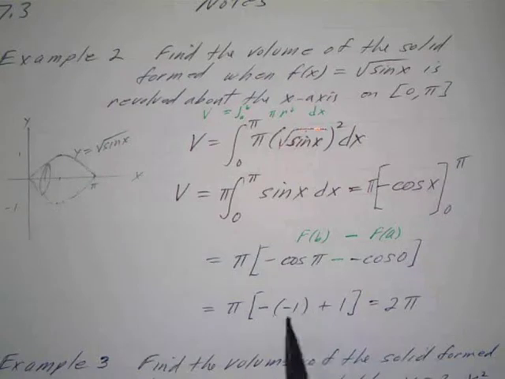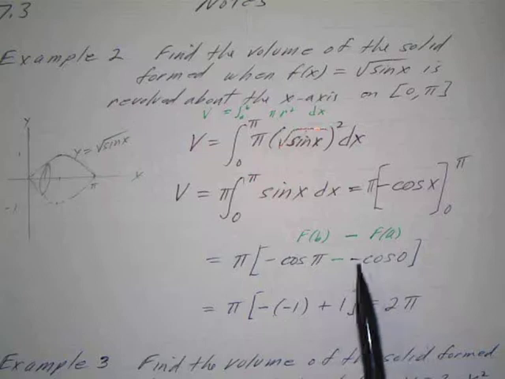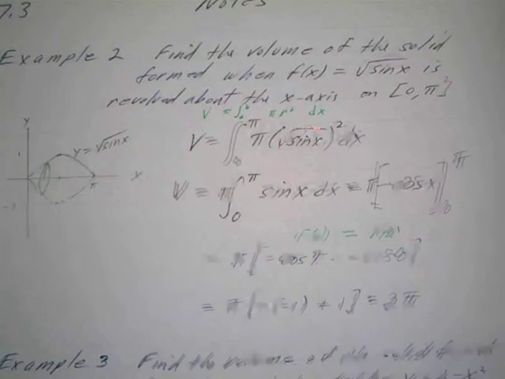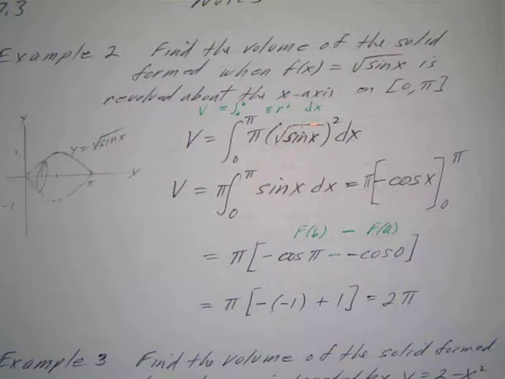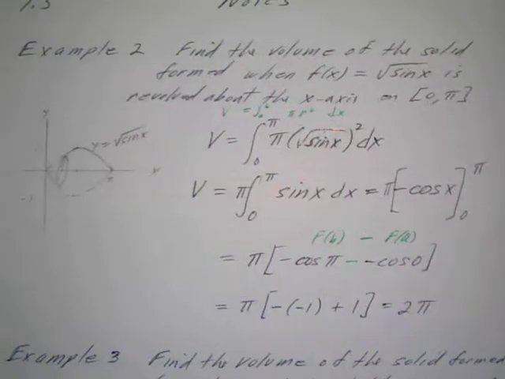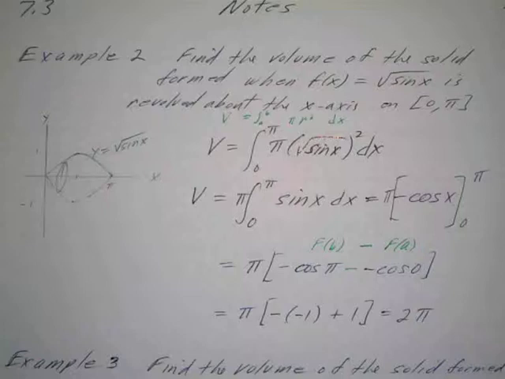And the cosine of pi is negative 1, and the cosine of 0 is 1, but I got negative, so it's positive 1, and this ends up being 2 pi. Okay, so that's example 2. And we'll do a few more.